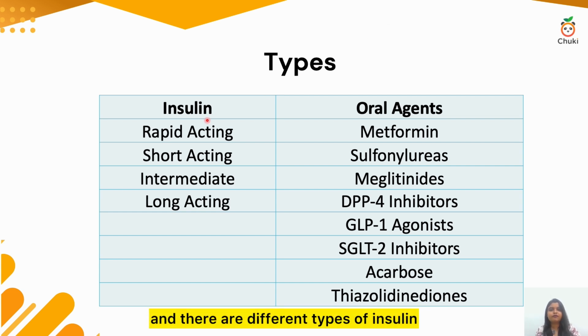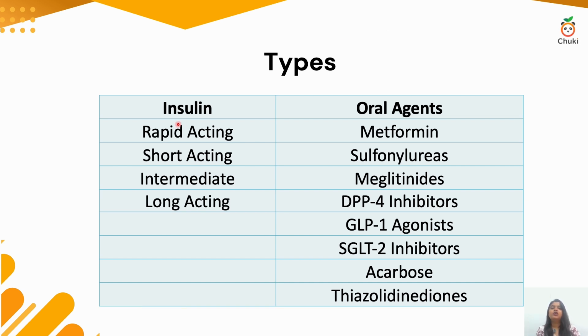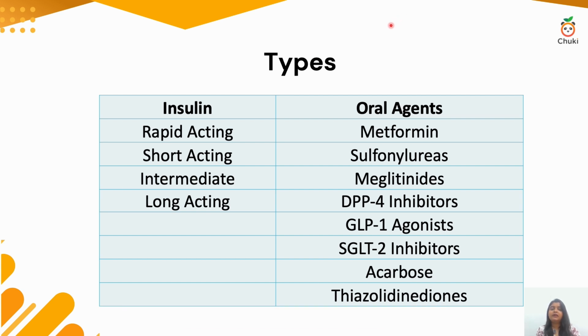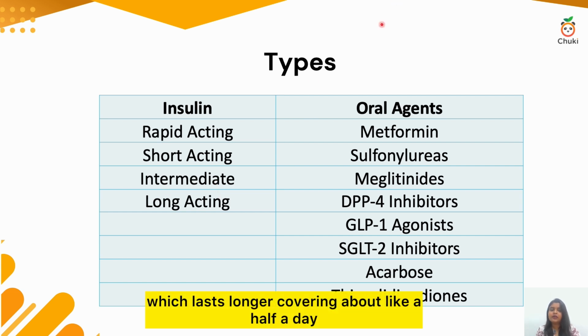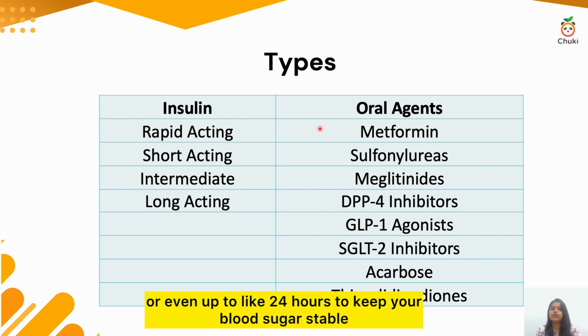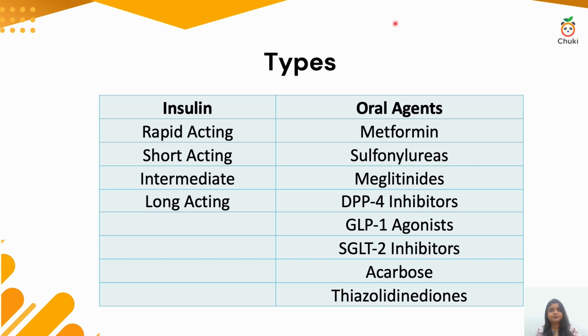There are different types of insulin, such as rapid acting insulin, which works quickly after a meal, usually within 15 minutes. Short acting insulin takes a little longer, but still acts fast. Intermediate acting insulin lasts longer, covering about half a day. Long acting insulin works all day or even up to 24 hours to keep your blood sugar stable.